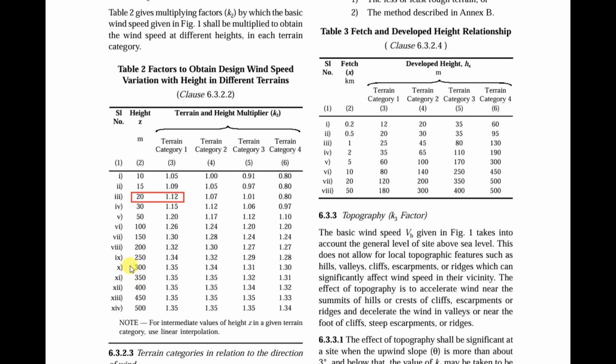In the same manner, for other heights and other terrain categories, you can take the K2 factor values. All the building heights will differ. So for intermediate values of height, we have to use the linear interpolation to get the multiplier values.